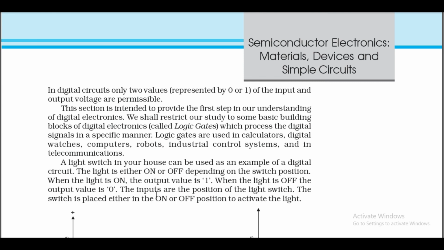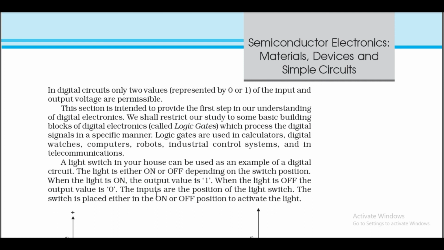This section is intended to provide the first step in our understanding of digital electronics. We shall restrict our study to some basic building blocks of digital electronics called logic gates, which process the digital signals in a specific manner. Logic gates are used in calculators, digital watches, computer robots, industrial control systems, and in telecommunications.